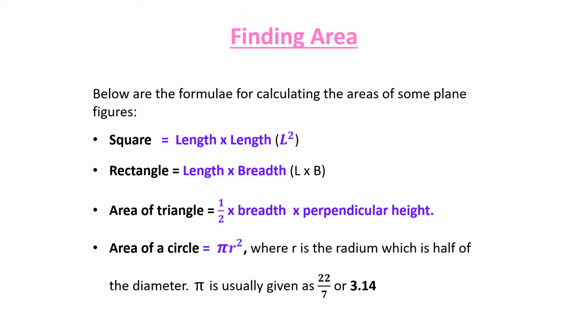Area of a rectangle is calculated as length times breadth. Area of a triangle is calculated as a half times breadth times perpendicular height. Area of a circle is calculated as pi r square, where r is the radius, which is half of the diameter. Pi is usually given as 22/7 or 3.14.